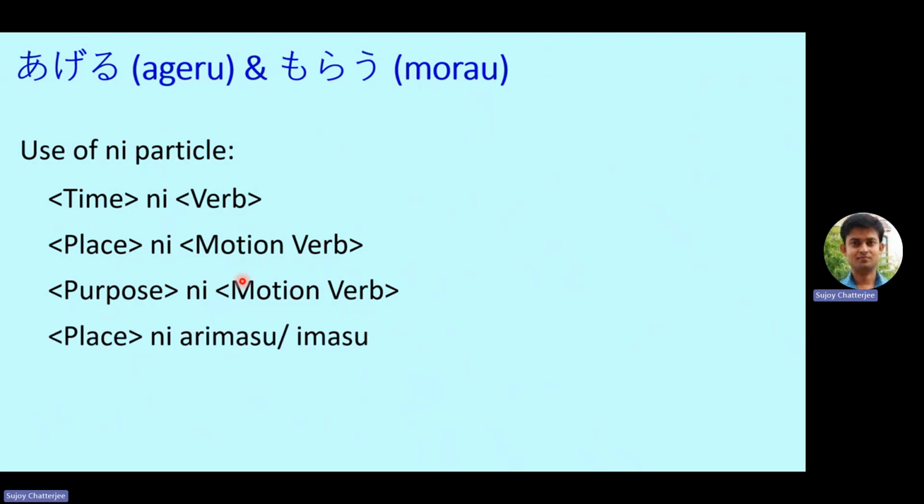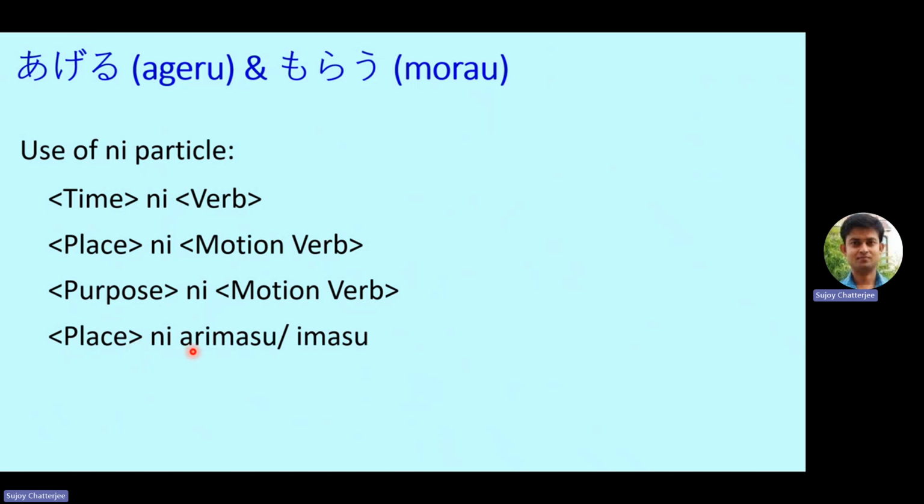And then we also discussed place ni arimasu or place ni imasu. That means the ni particle precedes the verbs arimasu and imasu. So for example, tsukue no ue ni hon ga arimasu. That means there is a book on the table. Tsukue no ue means on the table. Tsukue means table, ue means top or above. So tsukue no ue ni hon ga arimasu. That means something is there on the table. The book lies on the table.